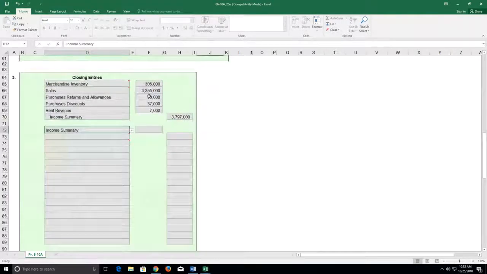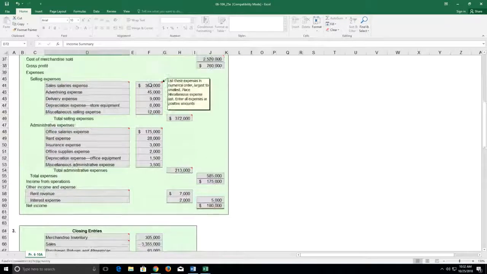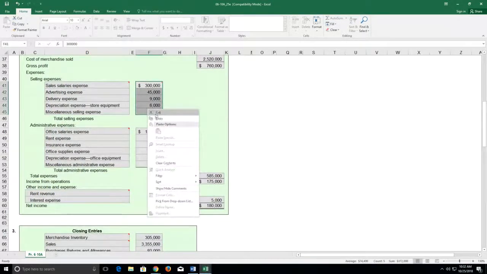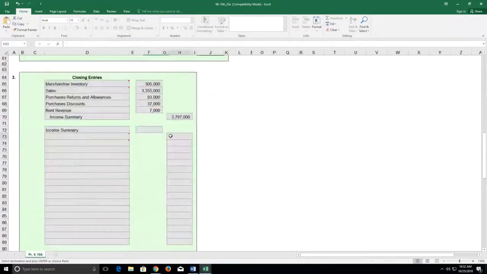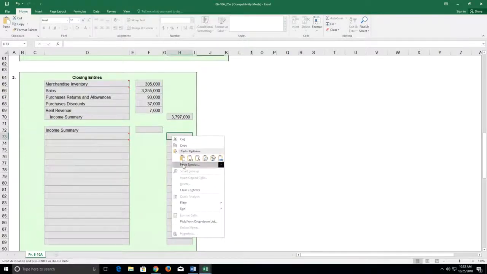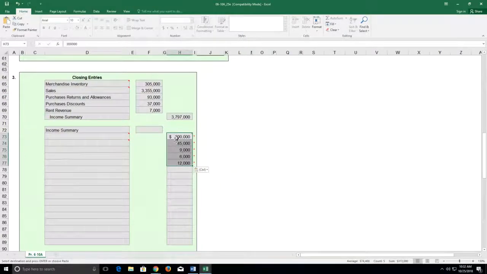And do they make us list them all out? They do. So I'm just going to copy and paste. And they're not going to go in that order. So I'm not going to do that. Just kidding. Okay, so they want us to record the credit to the inventory on the list first.